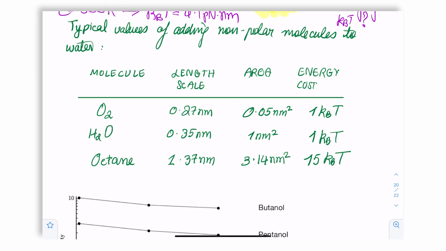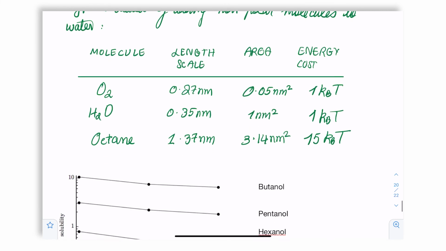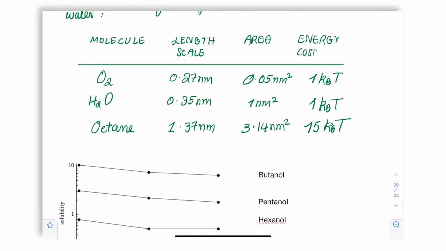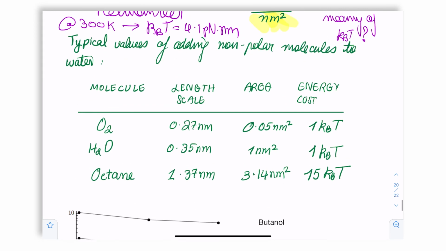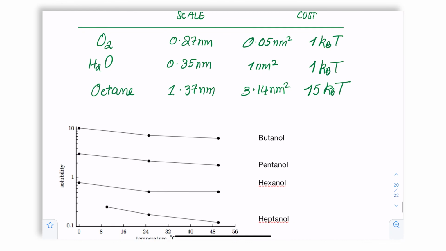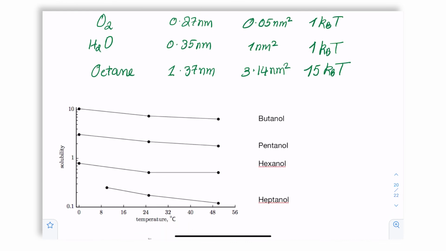Octane, on the other hand, which is a carbon 8 alkane, gives you 1.37 nanometer and 3.14 nanometer square, which means 15 kBT. That is 15 times higher energy than oxygen for dissolving in water. In other words, the hydrophobic energy cost is very high, which is another way of saying that it is quite hydrophobic.